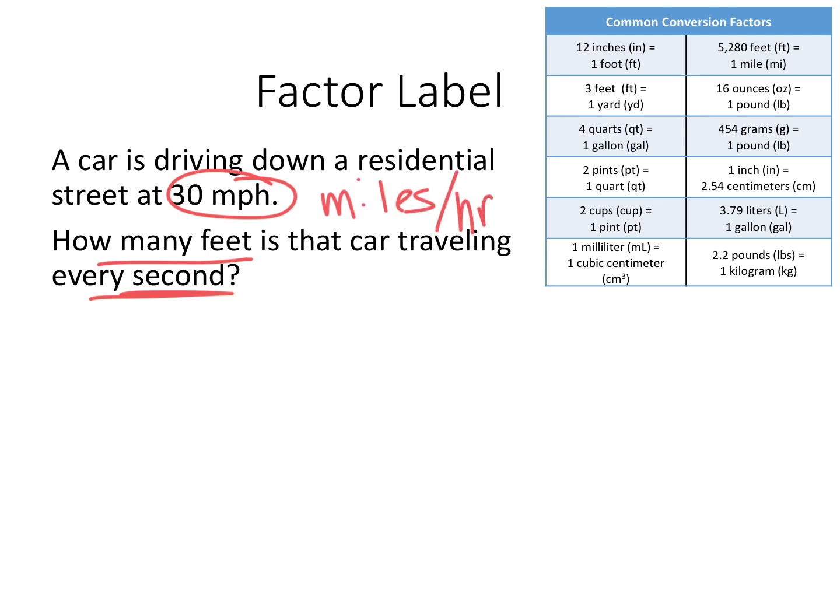And we are looking for feet per second. So we'll start here: 30 miles per 1 hour. This unit has a unit on top and a unit on bottom, so we're going to have to convert both.